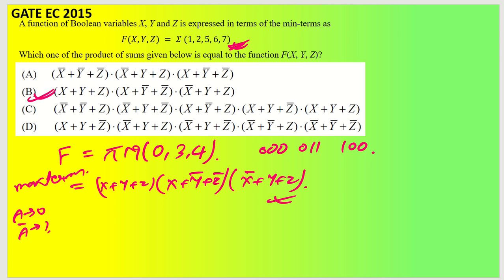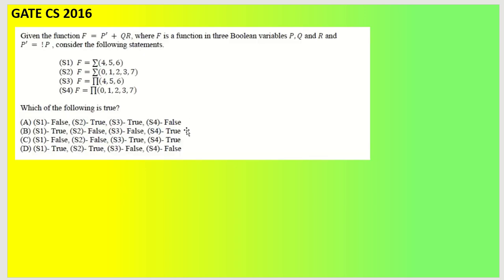Okay, let us take another question. The question is, this was asked in CS 2016. So it is told that the given function f is equal to p bar plus qr, or p dash plus qr, where f is a function of three variables p, q, r, and p bar is not p. Okay, that you have to understand. So p, q, r is the function.